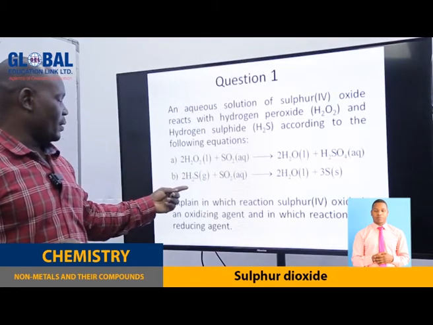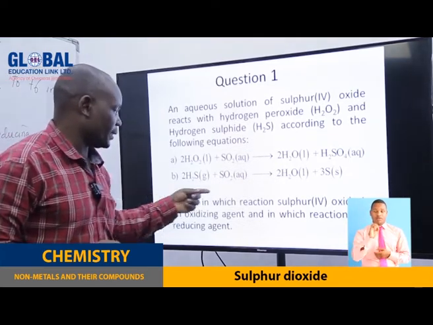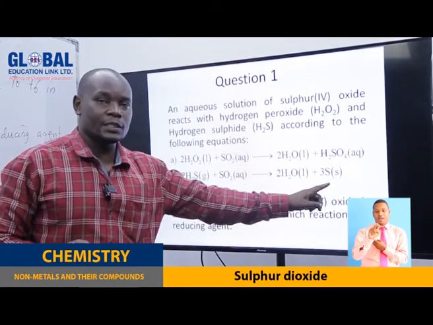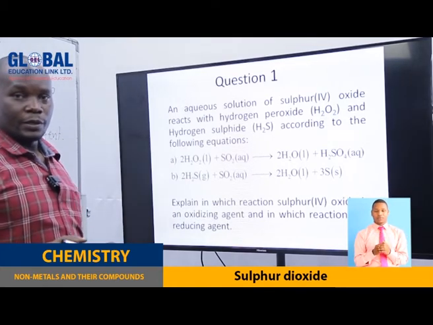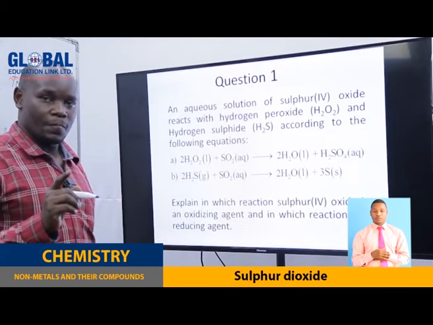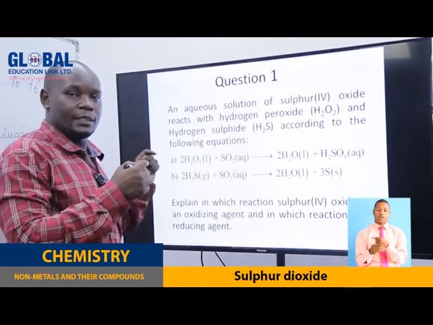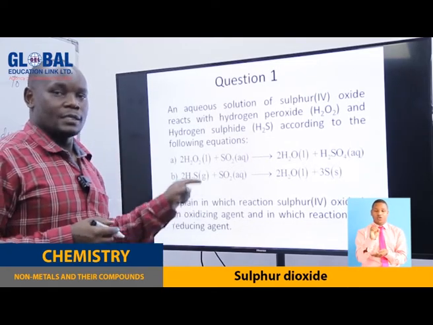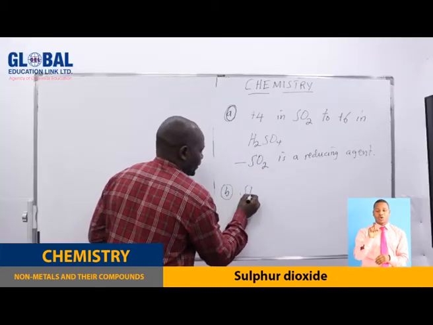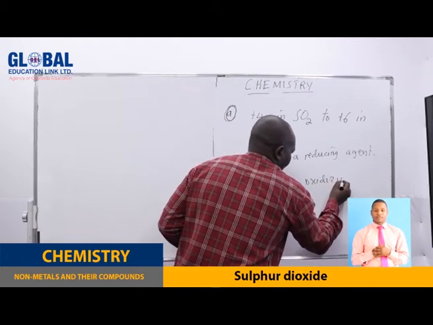If we consider part B, between hydrogen sulfide and sulfur dioxide, here sulfur dioxide is an oxidizing agent because it is reduced. Since a solid substance has an oxidation state of 0, sulfur in sulfur dioxide has an oxidation state of 4, and here sulfur as a solid has an oxidation state of 0. So there is a decrease in oxidation number. So here sulfur dioxide acts as an oxidizing agent. So in part B, sulfur dioxide is an oxidizing agent.